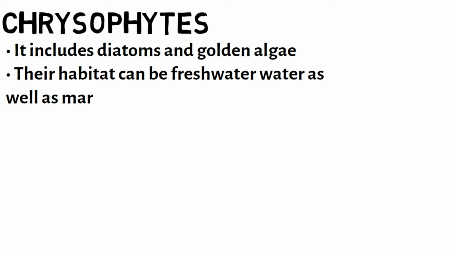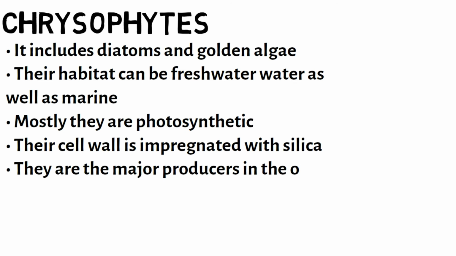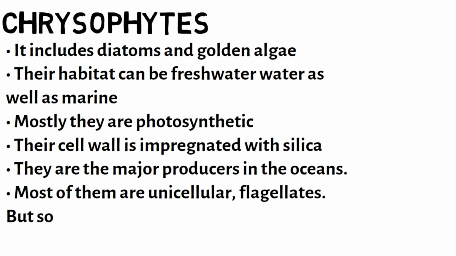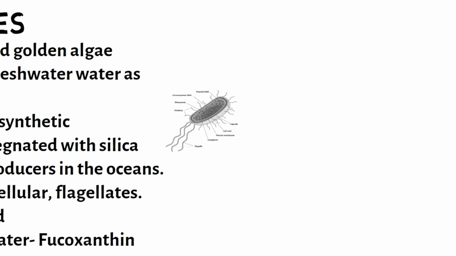Their habitat can be freshwater as well as marine. Mostly they are photosynthetic. Their cell wall is impregnated with silica. They are the major producers in the oceans. Most of them are unicellular flagellates, but some are amoeboid. Golden algae: freshwater, fucoxanthin.